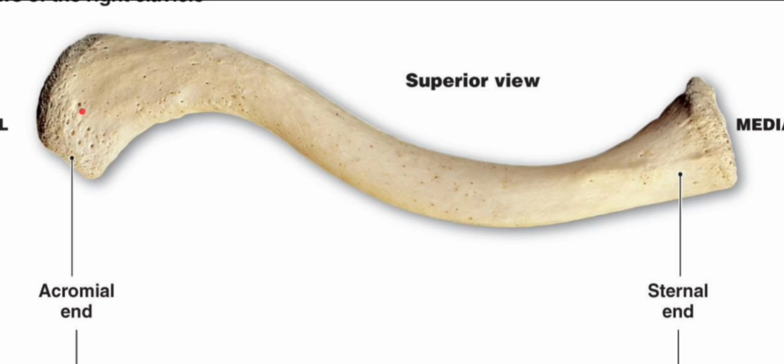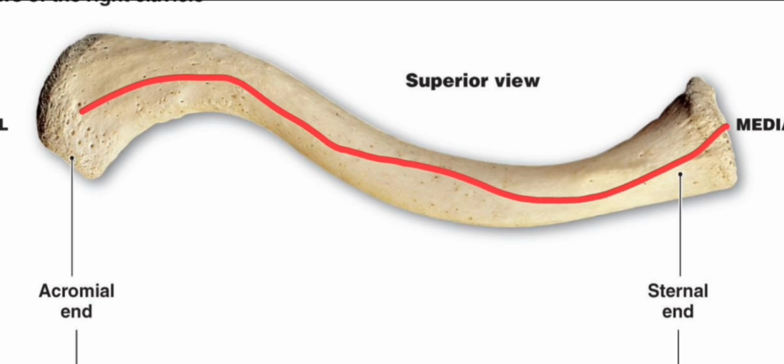So you can see over here, this is the clavicular bone, and you can see it is S shaped. So it has got two ends. One is the medial end, the other is the lateral end.